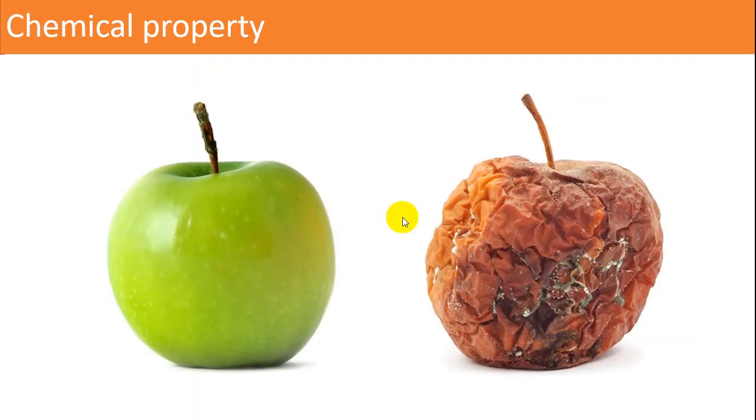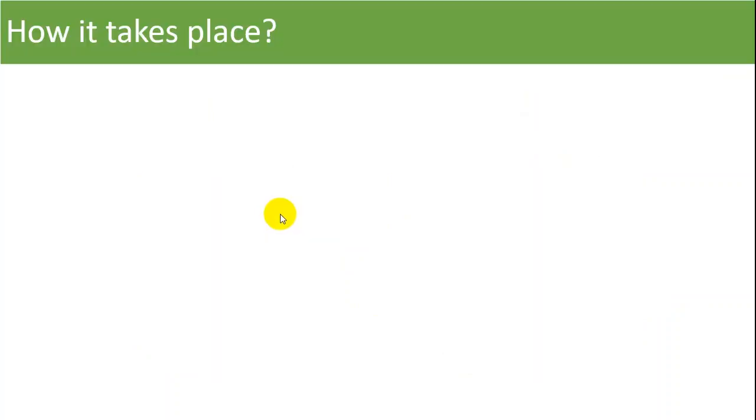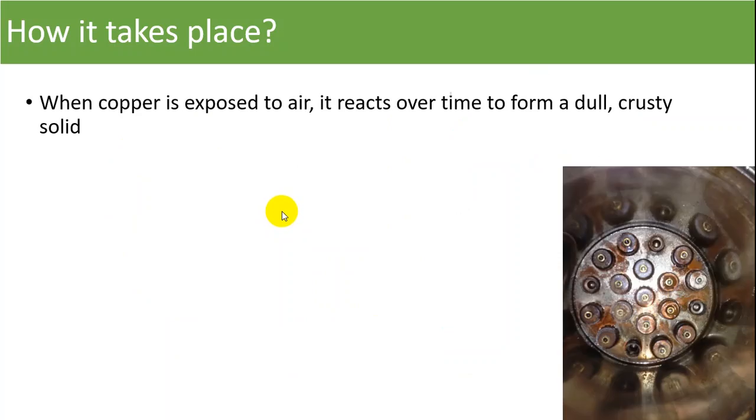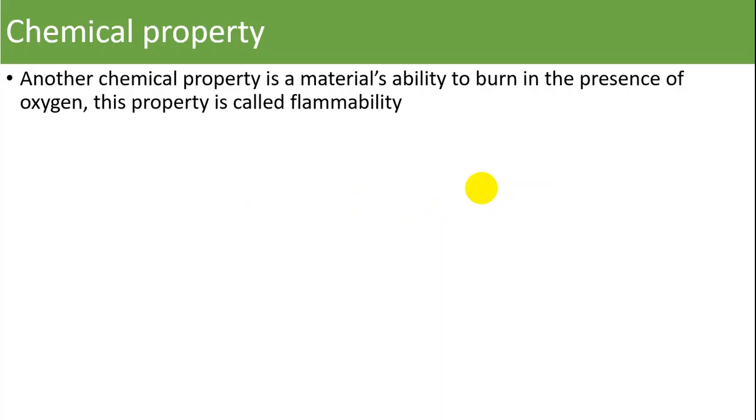A chemical property like this, the rotting of an apple, is related to a chemical property because it changed into a new substance, a new form that we cannot use. Example: how does it take place? When copper is exposed to air, it reacts over time to form a dull, crusty solid. This is related to oxidation. So what is oxidation? Oxidation means that the metal combines with oxygen gas to change the oxidation number of the substance, tarnishing it, making it a dull and crusty solid. This is a chemical property.